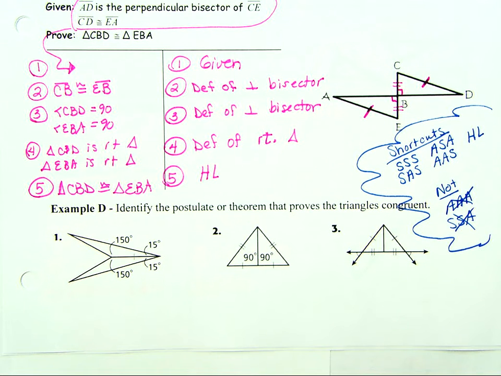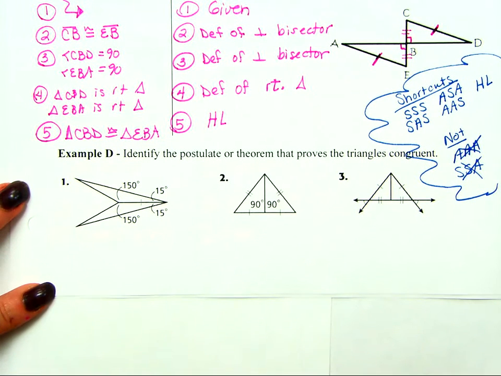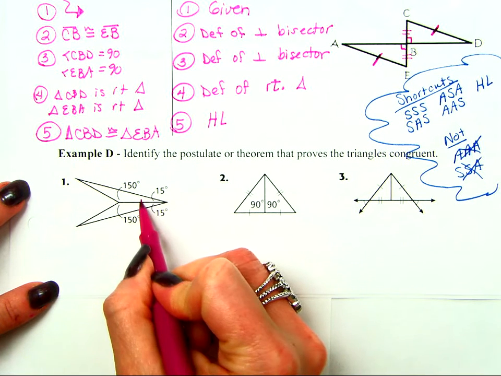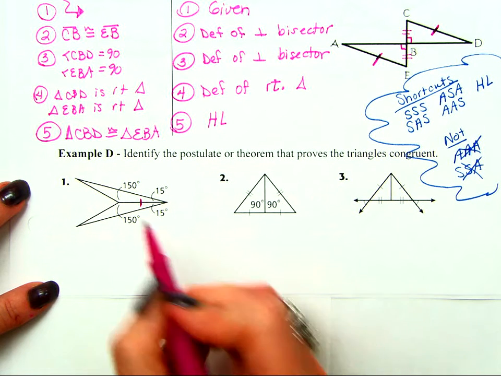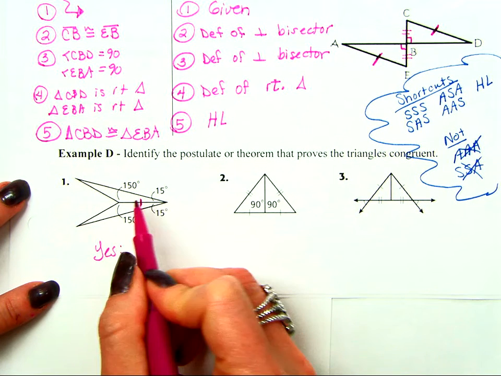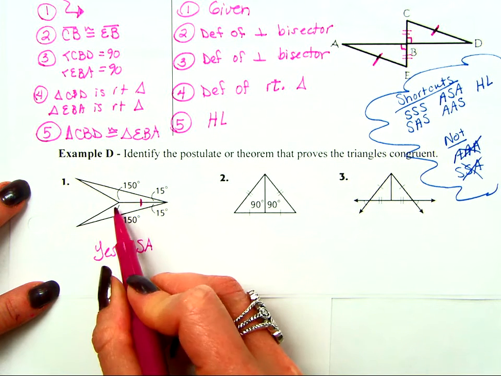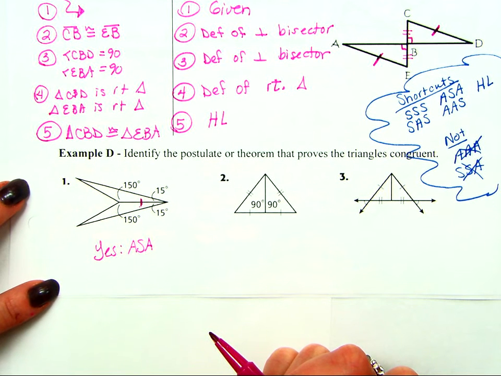As I look at my diagrams for 1, 2, and 3, sometimes there's different proofs or different shortcuts or reasons you could use to prove your triangles congruent. In question number 1, I have a 150 angle and a 15-degree angle, and I also have this shared side. Well, I would have to say yes, we could prove these triangles congruent. They actually are showing me angle, side, angle. Both of them match up. Angle, included side, and another angle.